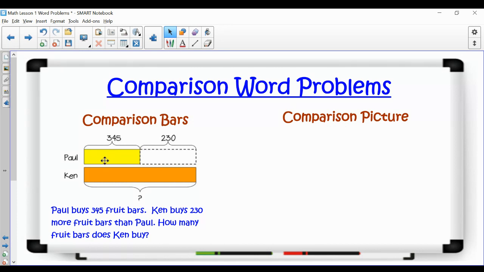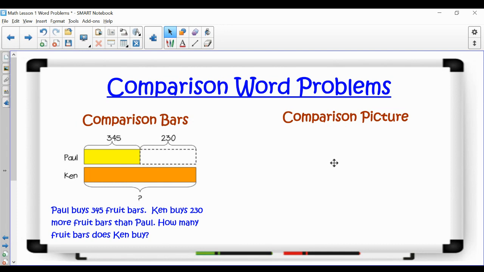I'm going to put that right here. Ken buys 230 more fruit bars than Paul. So we don't know how many Ken buys, but we know it's 230 more. Because I drew these comparison bars, I can see that this is going to be addition. Paul plus 230 is going to give me the answer for how many fruit bars Ken bought.